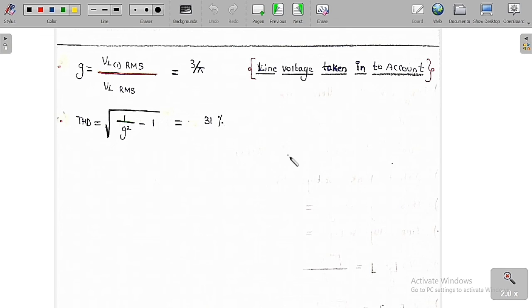So for the line voltage we are going to find the value of the distortion factor, and if you know the value of G, then THD is equal to square root of (1 by G) whole square minus 1. So you can substitute in place of G, and if you solve this one we are going to get 31%. So the THD is equal to 31% that you are going to get for this line voltage.